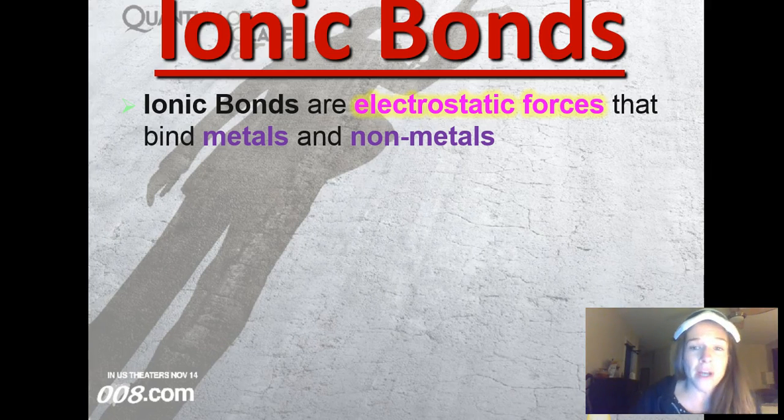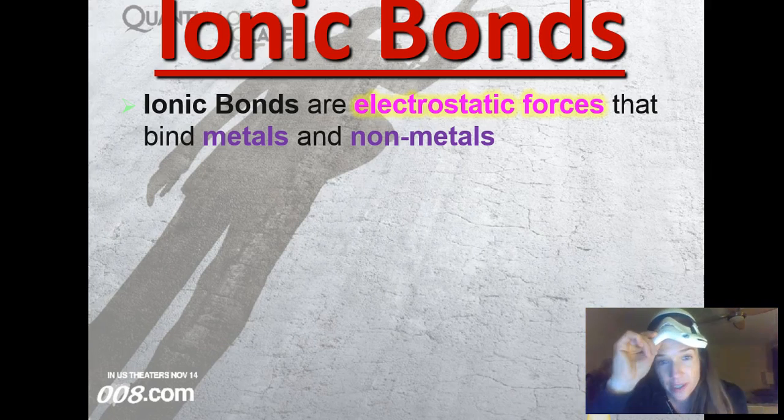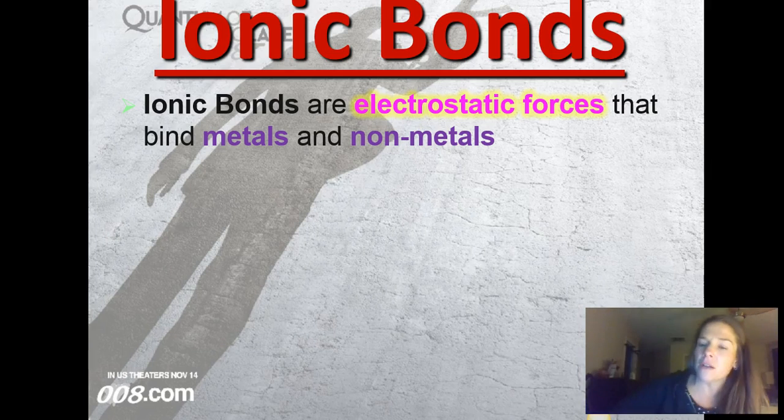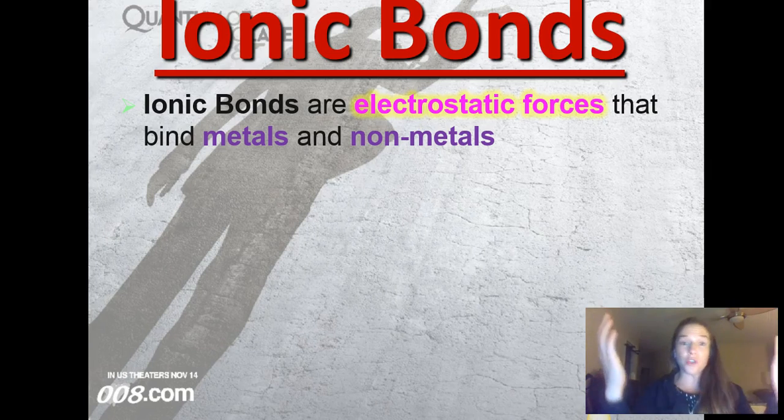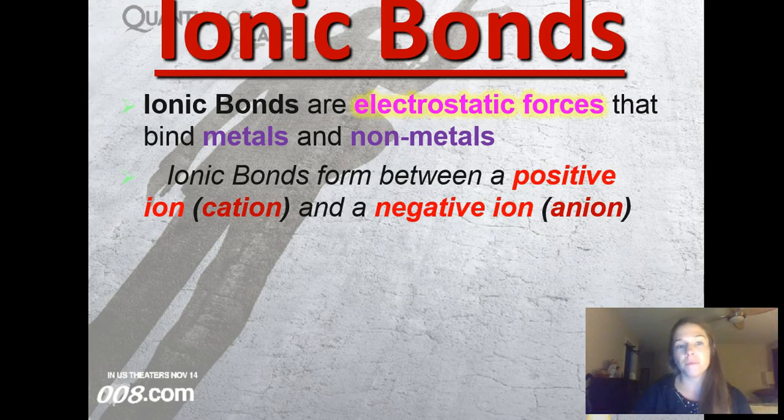All right, ionic bonds are going to be electrostatic forces that bind metals and nonmetals together. Oh, metals and nonmetals. One of those trends paid off. So what's going to happen is they're going to form between a positive ion, which remember is a cation, because cats are positive, and a negative ion, which is what we call an anion. Looks kind of like the word onion, and onions can sometimes cause tears, so you might think of that negatively. Or I just may be reaching.